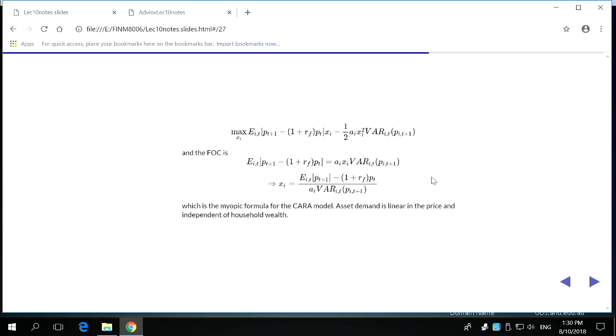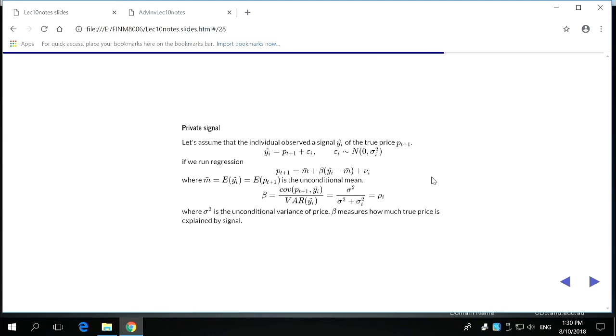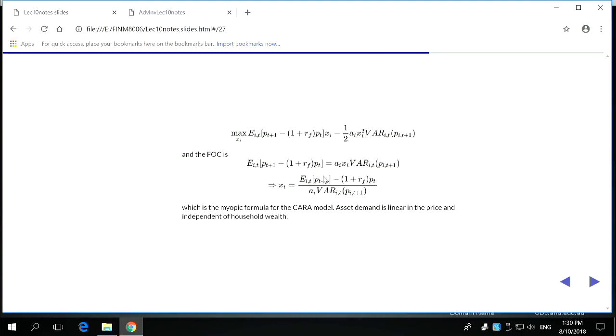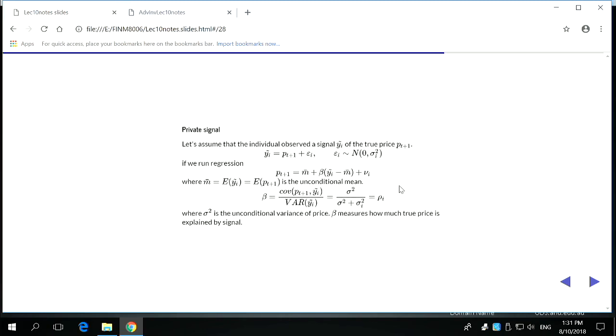Okay? Now, what happens when you have a private signal? Right? So for example, this is for each of the x_i's, right? And although we look at this expected P_{t+1}, this should really be the expected P_{t+1} depending on the information of this individual i. Usually before that, we talked about everyone having the same information, so you have the same conditional expectation. Now, you can have different information for everyone, which we call a private signal.